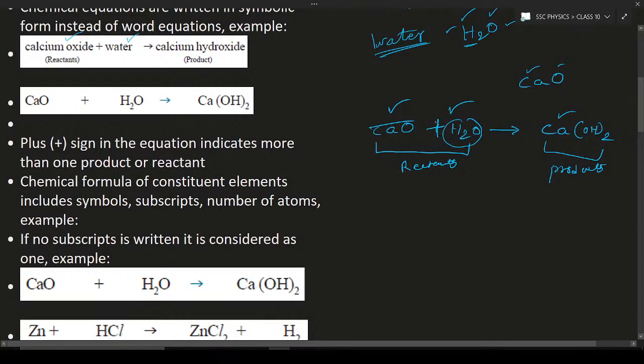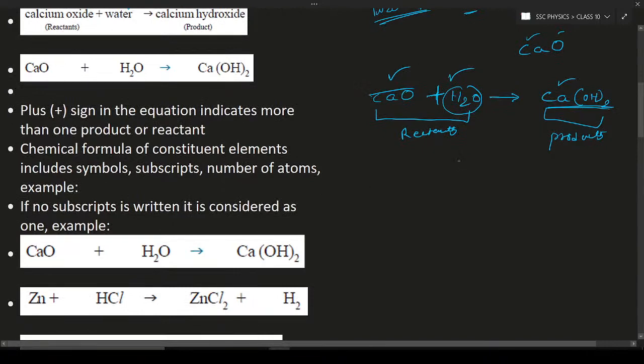So hence, to denote two reactants, we have used the plus sign. In the products, we did not use any plus sign. Why? Because it is only one. In case of only one product, there is no need to use any sign like a plus sign or anything else. Okay. So next, the chemical formula constitutes the elements, including symbols, subscripts, numbers of atoms, etc.